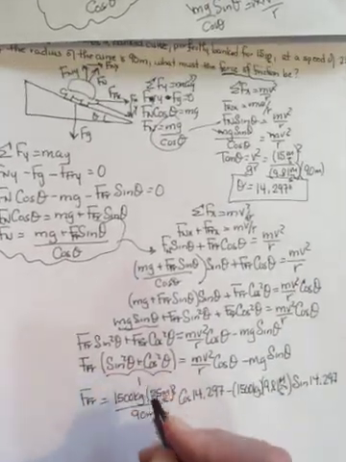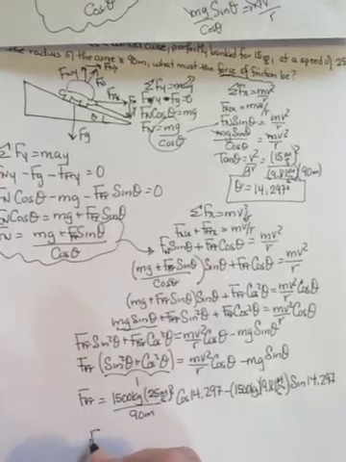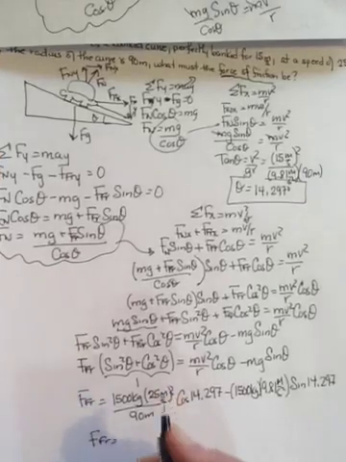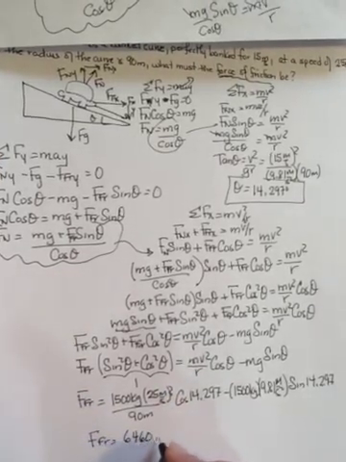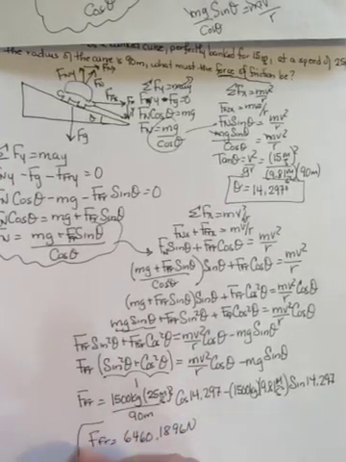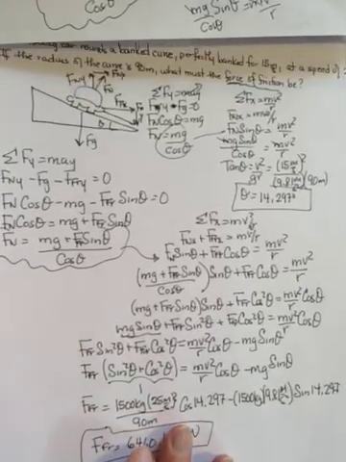So last semester when you were learning these identities and you're like, when am I ever going to use them? In physics, to make your life easier is when you're going to use them. Assuming you can punch this in your calculator correctly, you should get 6,460.1896 newtons.